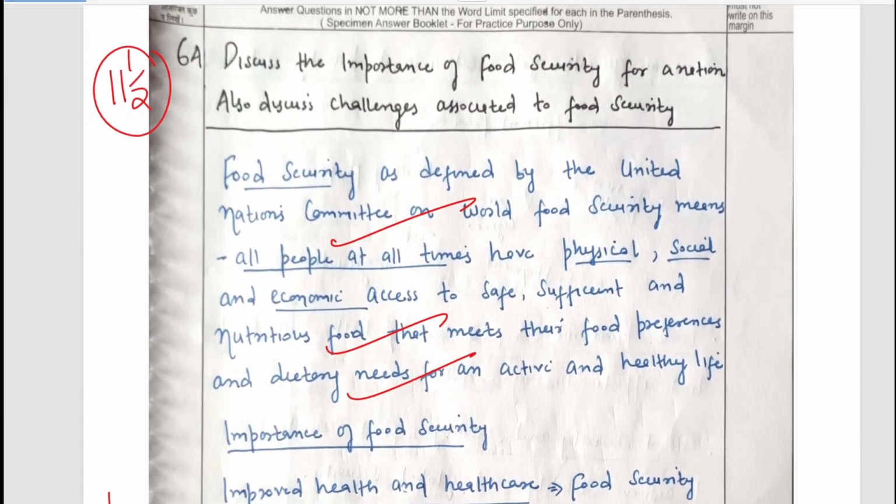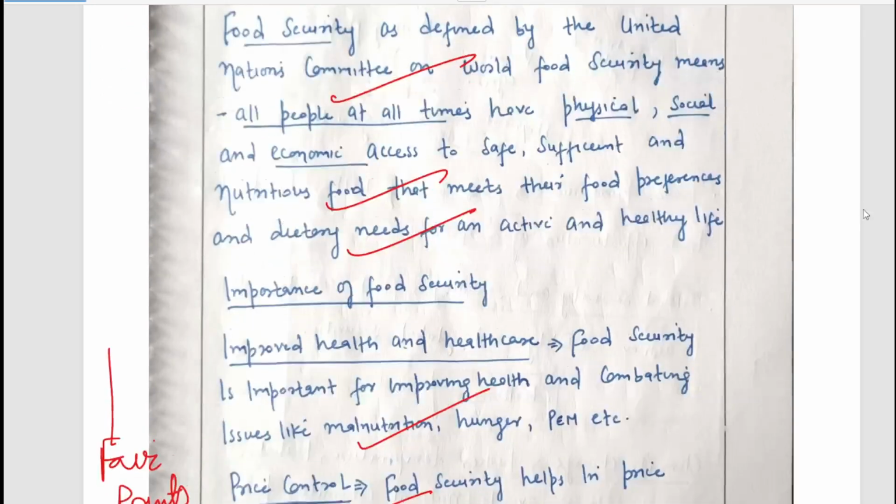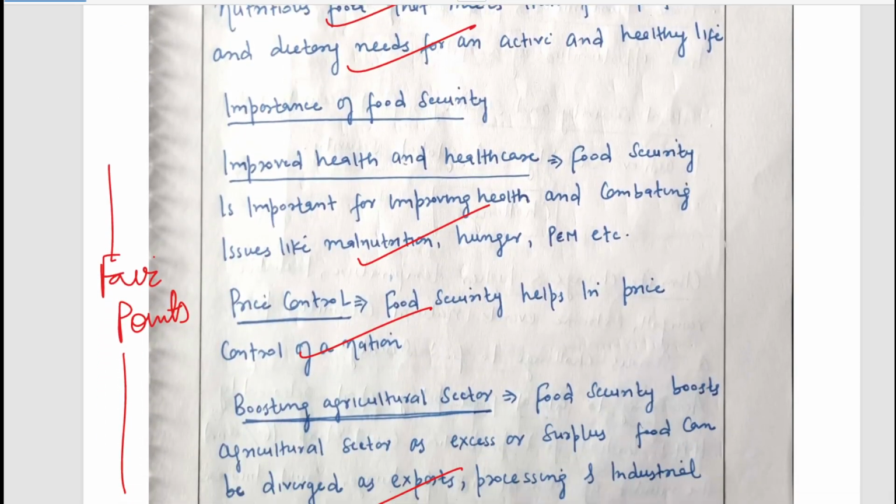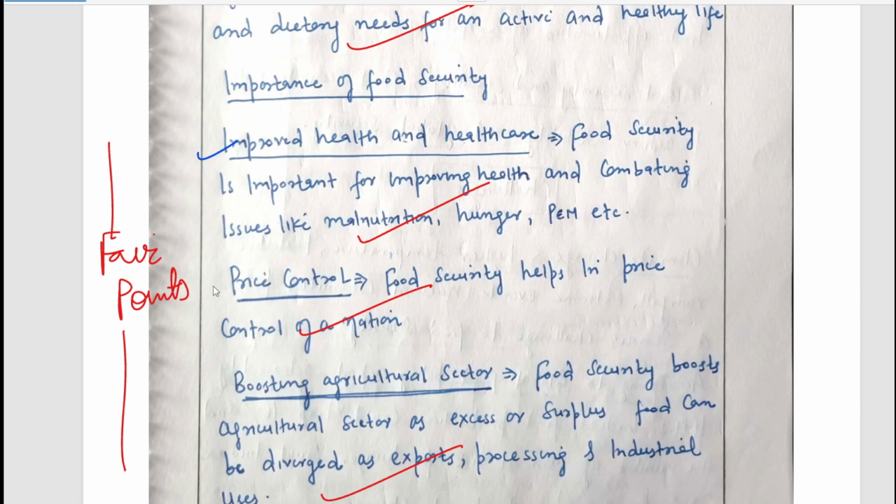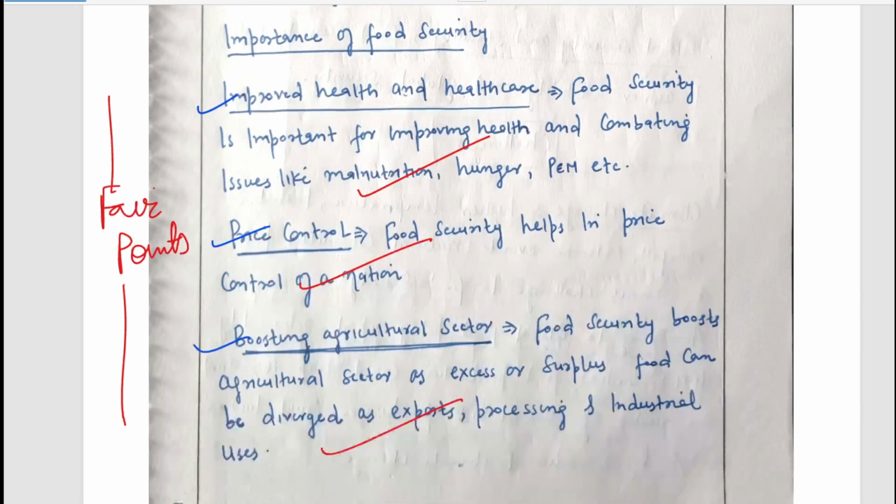That is question number 6, which the student has attempted. That is, discuss the importance of food security for a nation and also discuss challenges associated to food security. So similar types of questions these are. Okay, we all know what food security is. Importance have been mentioned. That is improved health and healthcare, price control, boosting agriculture sector.